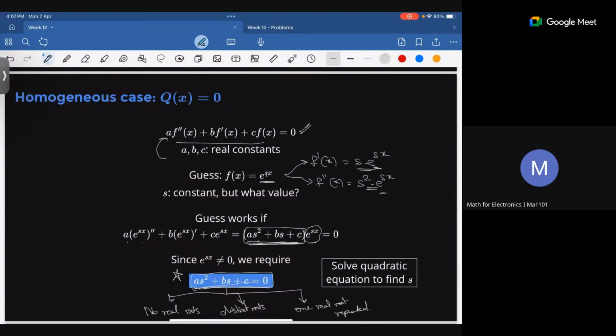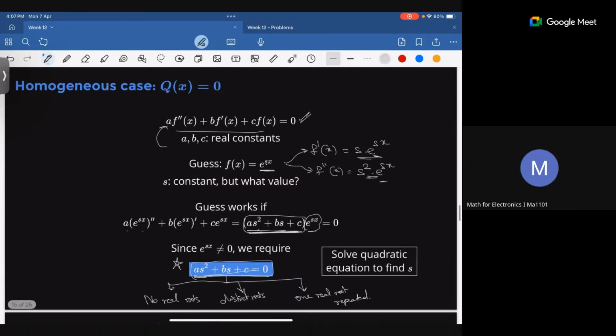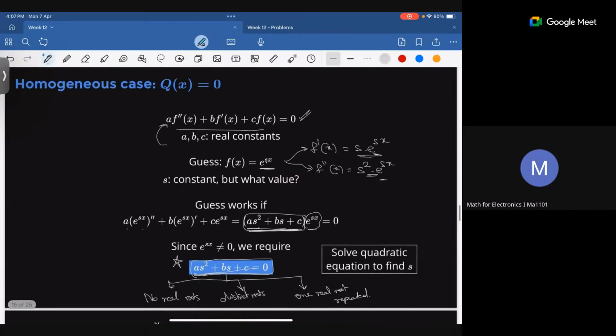Right, so if q of x is 0, we guess that the solution is e power sx. Once f of x is e power sx, we compute f prime of x and f double prime of x, and substitute them to find the value of s. Once we substitute, we see that it boils down to a quadratic expression in terms of s. That quadratic equation can have two distinct real roots, or one real root which is repeated twice, or it may not have any real roots. It can have complex roots.